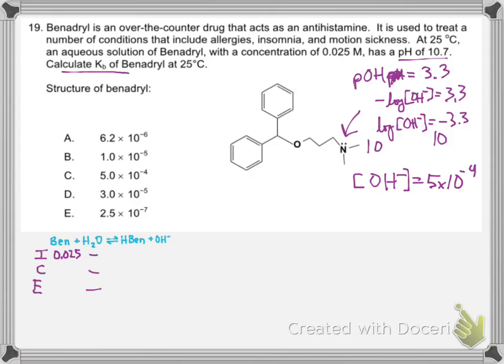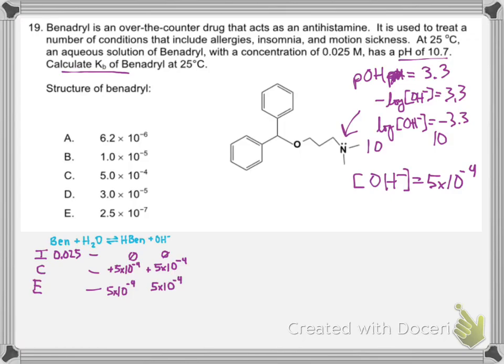Since we know that that's the equilibrium concentration, 5 times 10 to the negative fourth, and since there's no extraneous source of hydroxide here, that means that it's all coming from the hydrolysis that Benadryl is creating. For every one of these, we'd get one of the protonated Benadryls. So I'm just going to fill out this whole thing. The concentration of the protonated Benadryl, the conjugate acid, is also 5 times 10 to the negative fourth.